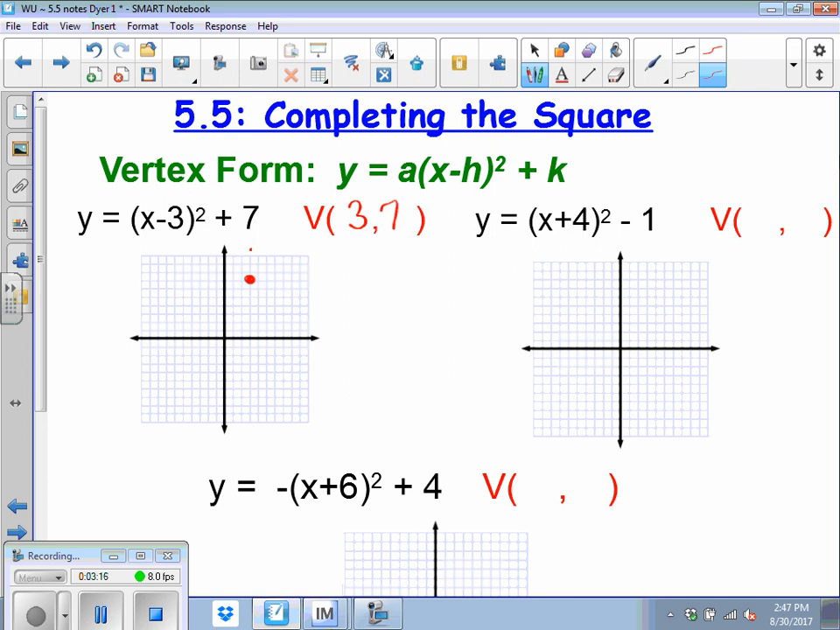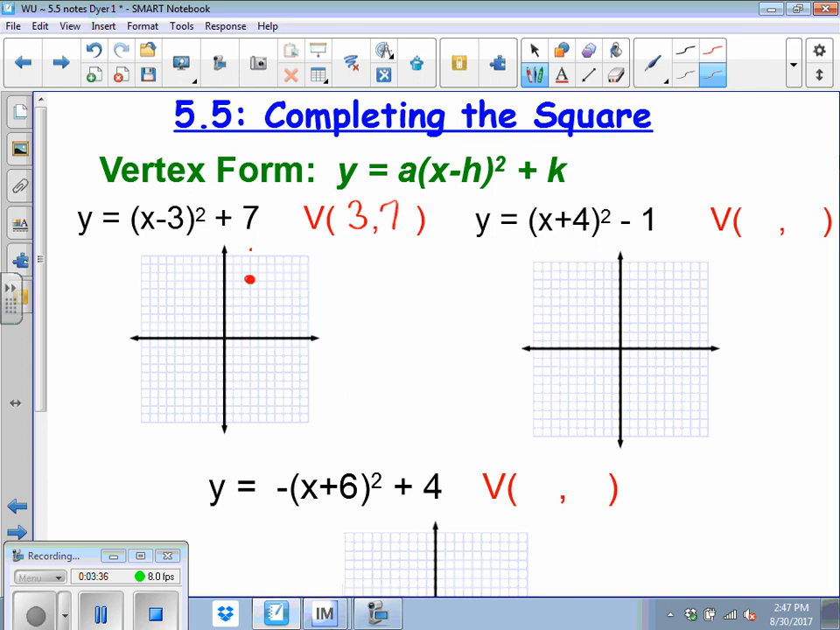Okay? Now, later on, we're also going to start dealing with some that open left and right. Okay? Not today, but that's coming. But it's the same concept. If A is positive, it opens to the right. If A is negative, it opens to the left. But today we're just talking about up or down.